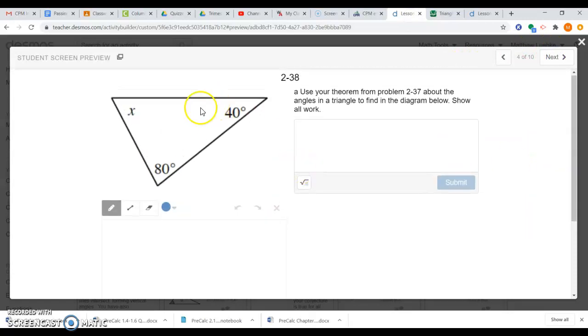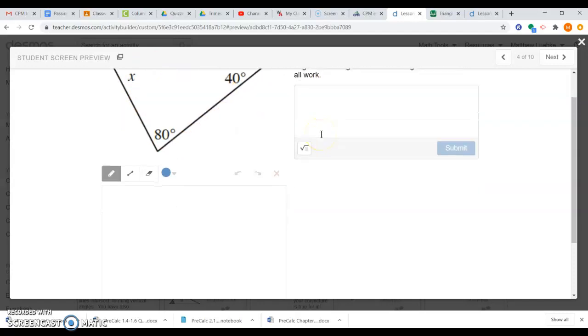All right, and I say, well, what is x if there's 40, there's 80, and I need to get to 180? What is x going to be? Another way you can think about it is x plus 80 plus 40 needs to equal 180. So I'll even write it out here: x + 80 + 40 = 180. And we can do some algebra to solve for x.